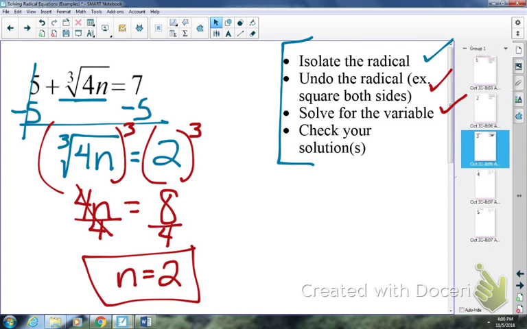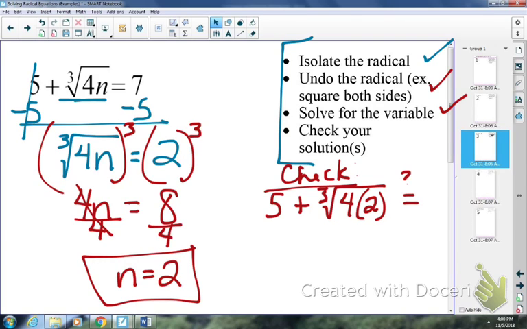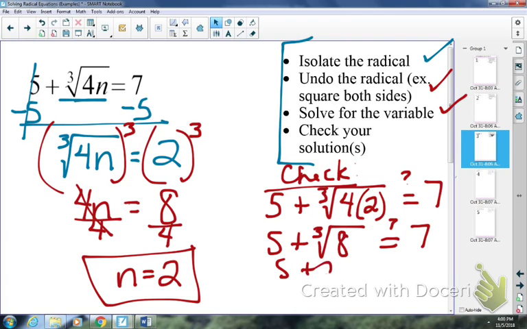So the last thing we need to do then is to check. So again, whether you mentally plug it back in or you write out your check step, wherever we have an n, we're going to substitute, in this case, a 2. So we have 5 plus the cube root of 4 times 2. Does that equal 7? So 4 times 2 is 8. The cube root of 8 is 2. And 5 plus 2 does equal 7. So this one does check. Okay, so again, my end answer is 2.